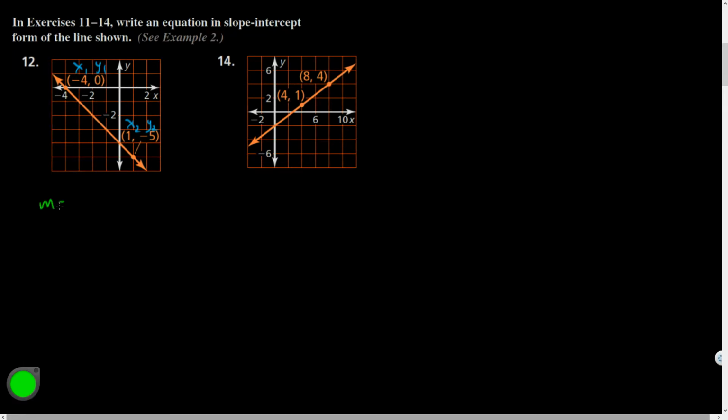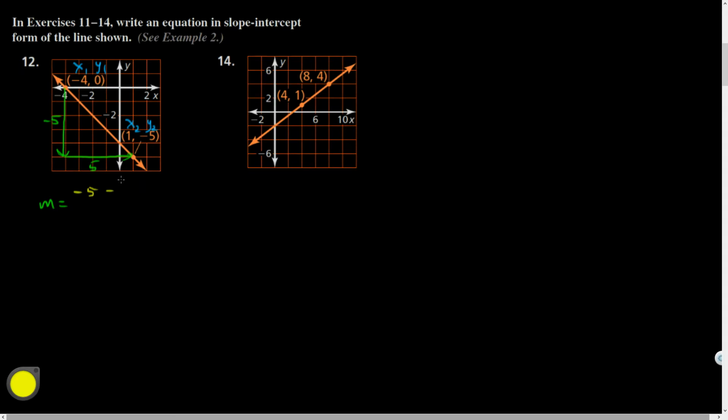Someone tell me a way I could find the slope. There's 2 ways we could find the slope here. Yeah, or I can use the slope formula. So we said I could use the graph. Down 5 over 5 is the same as down 1 over 1. Or I can use the slope formula.